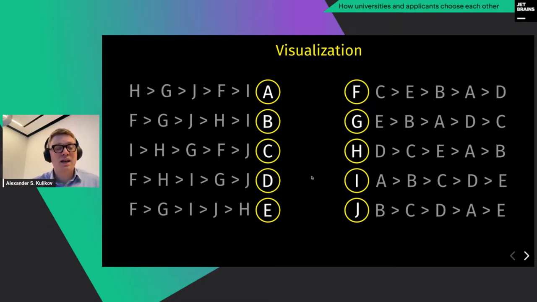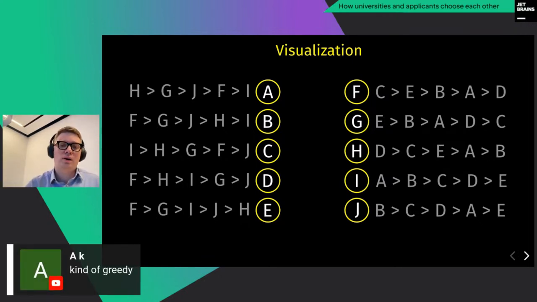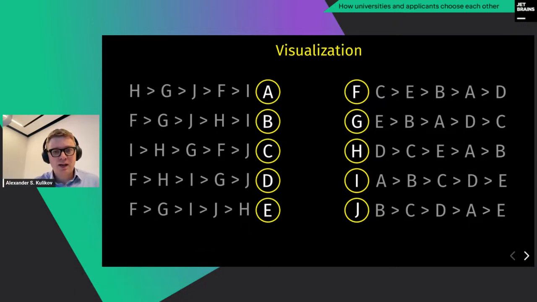So in this case, we have 5 men and 5 women. Okay, and for every man, once again, and for every woman, I show the corresponding preference list. So, okay, let's just start our mating ritual, or daily mating ritual, or our while loop. So on the first day, the man A proposes to the woman H. Okay, because H is the first woman in his list. So H is free at this point, so she just accepts.